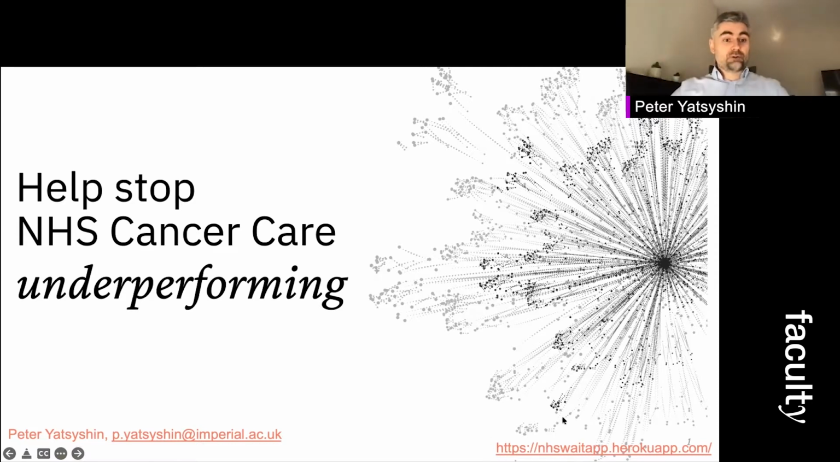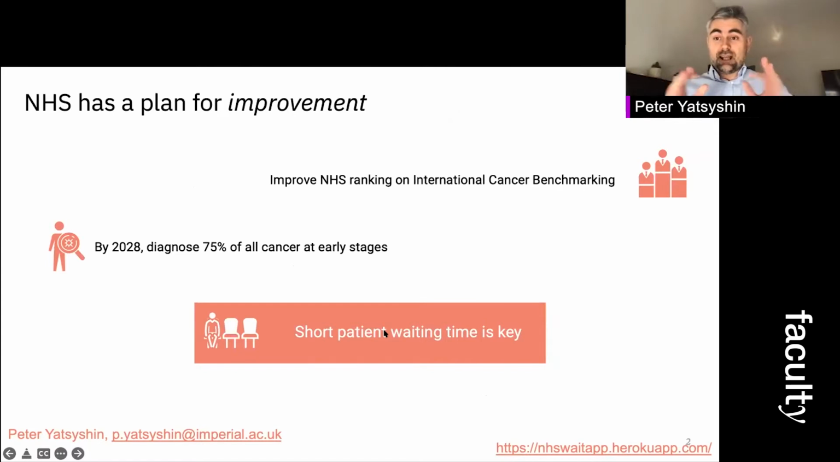Okay, so the project is about stopping NHS cancer care underperforming. The NHS has actually consistently been ranked quite low according to some objective metrics internationally. It has a plan of improvement. For example, it wants to improve its own ranking on international cancer benchmarks, and by 2028, it aims to diagnose 75% of all cancer at early stages. Of course, to achieve this, short patient waiting time is really key.